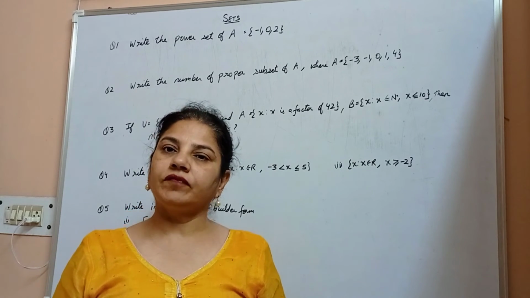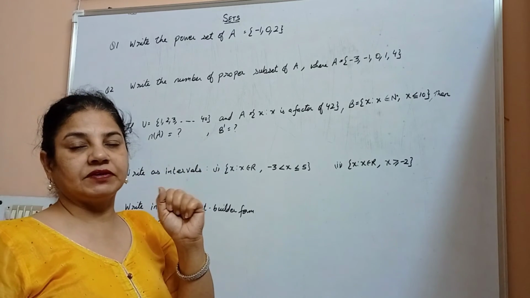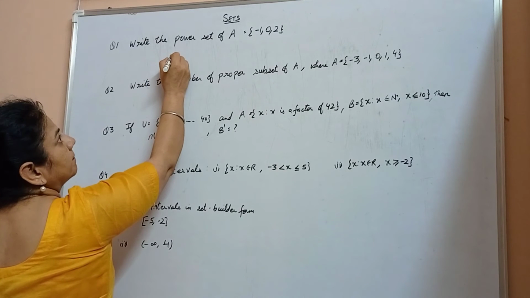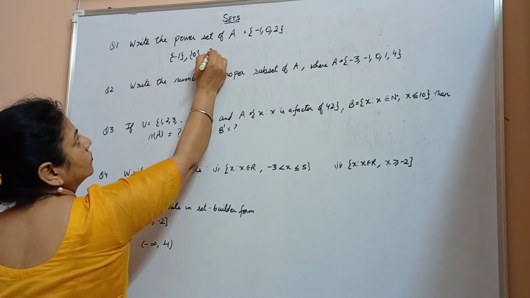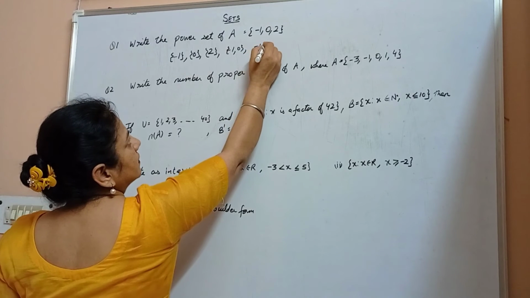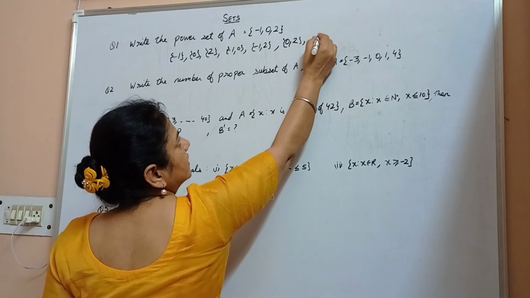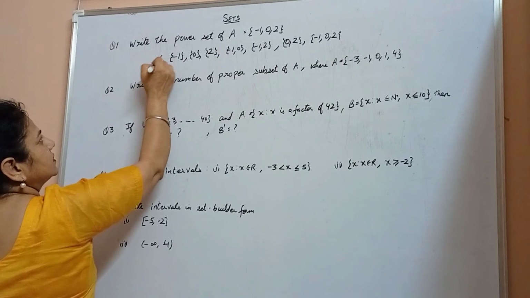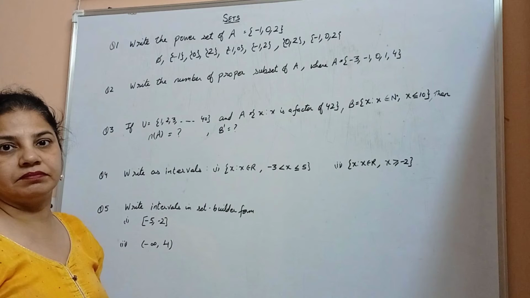Write the power set of the set A as -1, 0, 2. To write the power set, first of all, we write all the subsets of this set. We have {-1}, {0}, {2}, {-1, 0}, {-1, 2}, {0, 2}, and the set itself is also a subset of the given set. Again, one more: the empty set is also a subset of the given set. These are all the subsets of this given set.